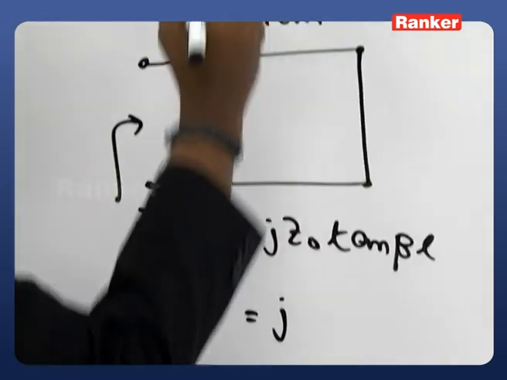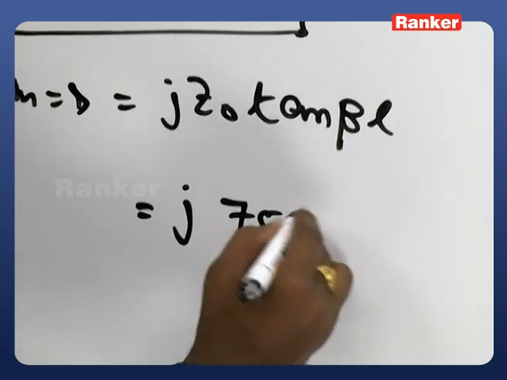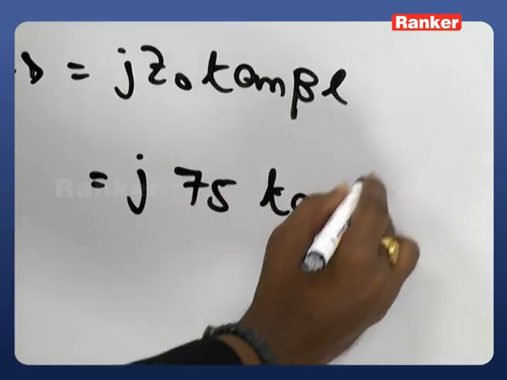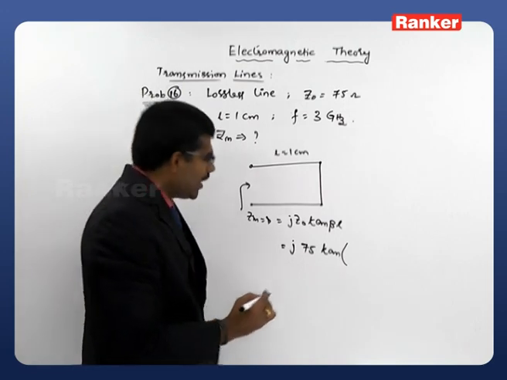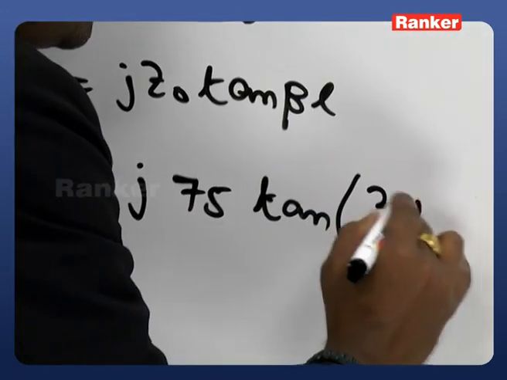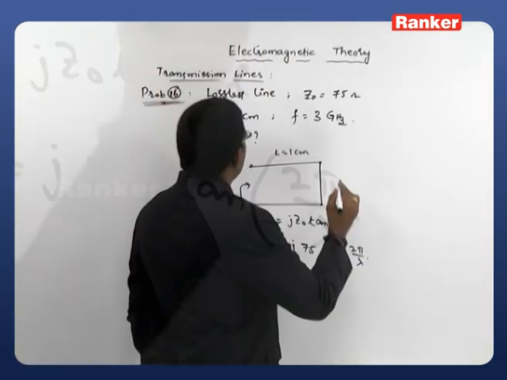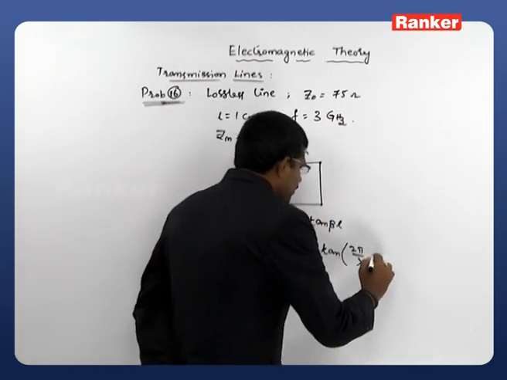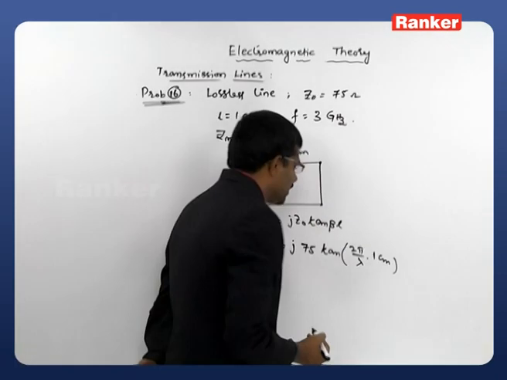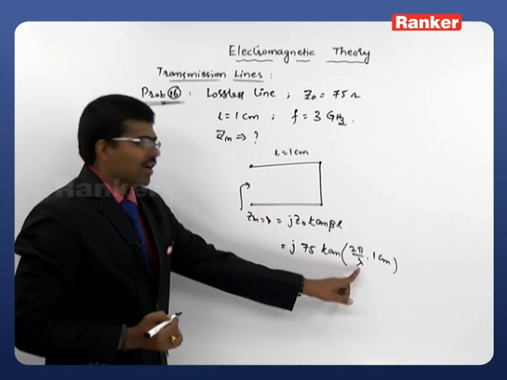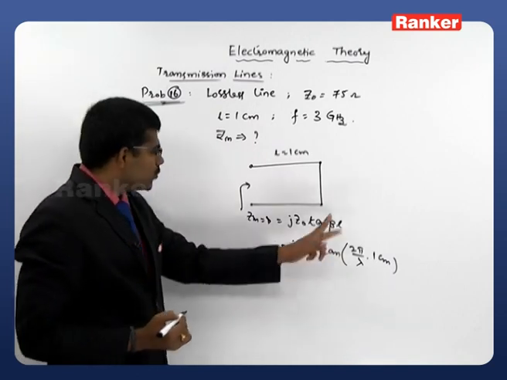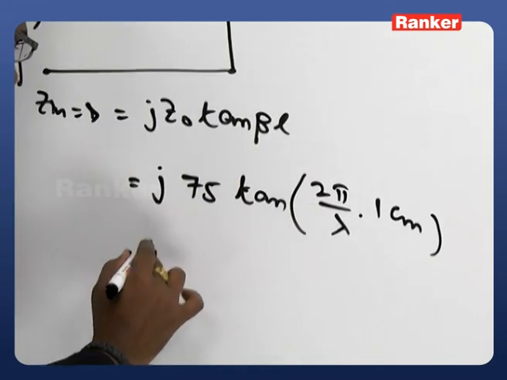j, how much is Z0 given to us? Z0 is 75, tan beta. Beta is 2 pi by lambda, 2 pi by lambda into L. L, how much is given to us? 1 centimeter. Here what we have is lambda. How to calculate this lambda? Lambda is equal to C by F. Substitute that one also.